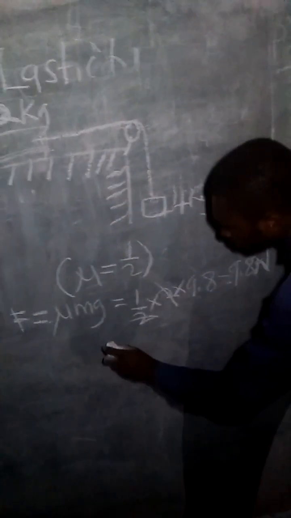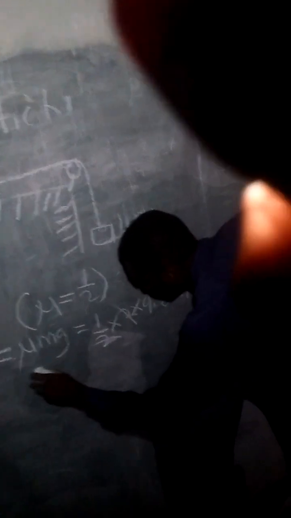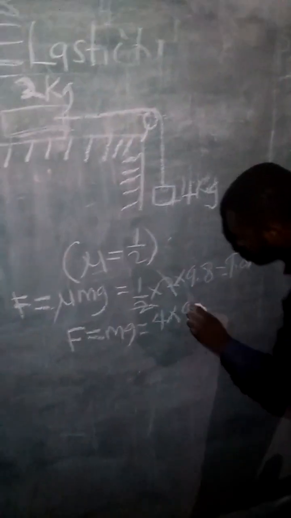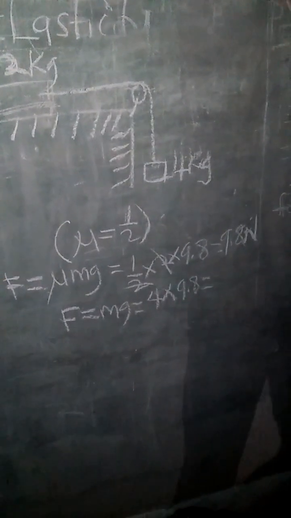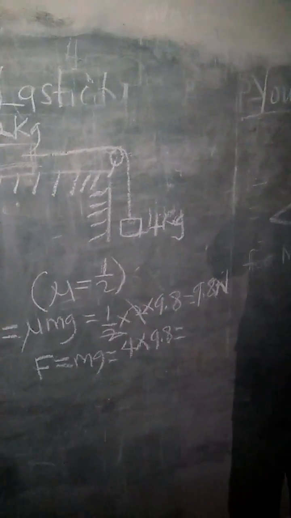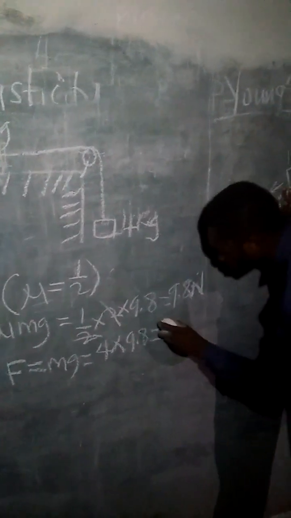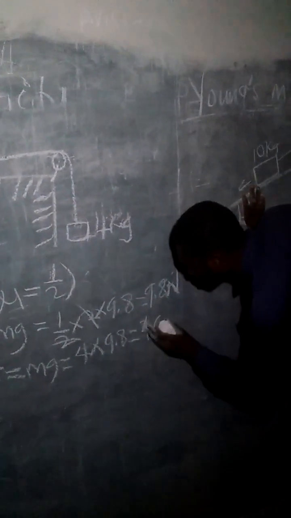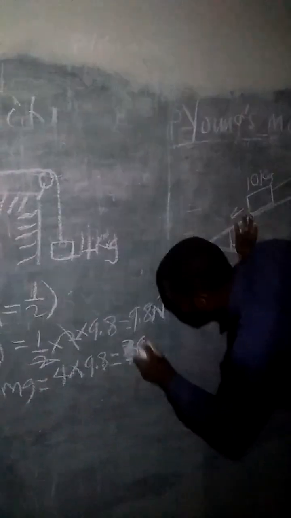which is 4 kg. So the force acting downward is mg. Mass is 4, gravity is 9.8. 4 times 9.8 is 39.2.